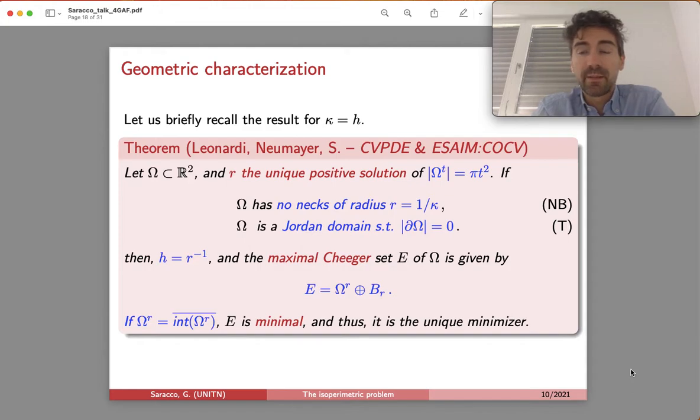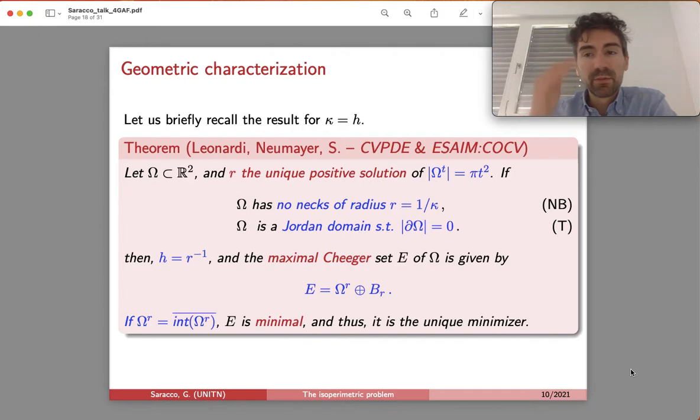And we had something about uniqueness too, that is, when the inner parallel set of distance r coincides with the closure of its interior, then E is also minimal, and therefore it is actually the unique minimizer.